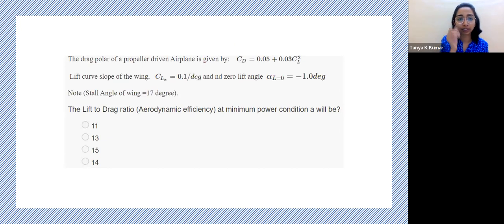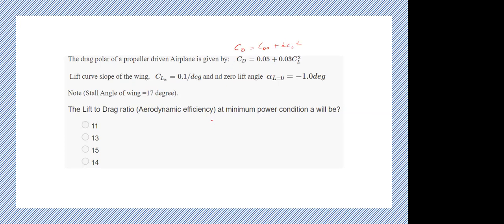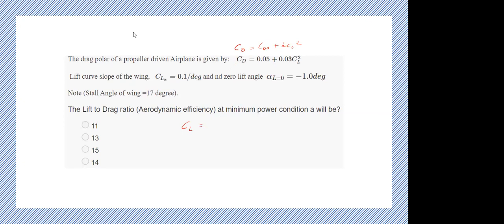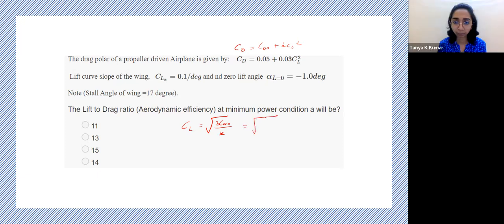Next question: the drag polar of a propeller driven airplane is given by this equation, CD equal to CD naught plus K CL squared. Let's try solving this. They've asked you to find the lift to drag ratio at the minimum power condition. What was CL at minimum power? Under root 3 CD naught by K. So in this case, it will be under root 3 times CD naught 0.05 divided by K 0.03. What is this value?